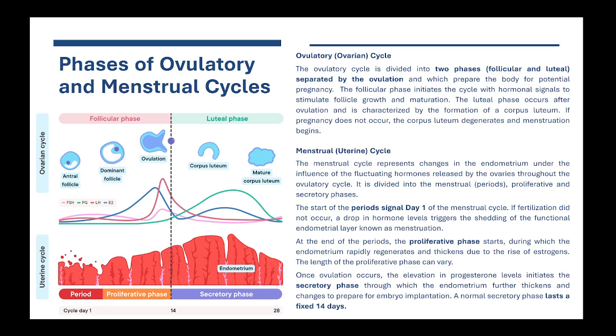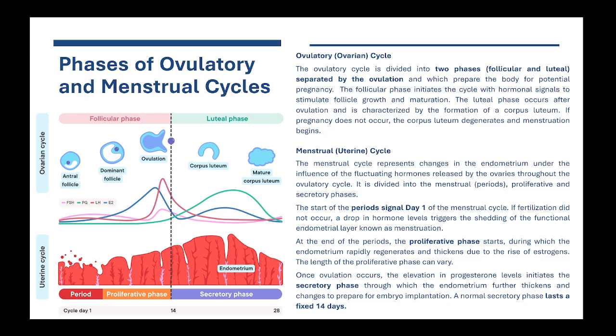The follicular phase initiates the cycle with hormonal signals that will stimulate the growth of the follicle and its maturation. And after the ovulation, the luteal phase is characterized by the formation of a corpus luteum. And if ever pregnancy does not occur, that corpus luteum will degenerate and the menstruations will begin. From the point of view of the uterus, the menstrual cycle represents the changes within the endometrium under the influence of the fluctuation of the hormones that are released by the ovaries throughout the ovulatory cycle.